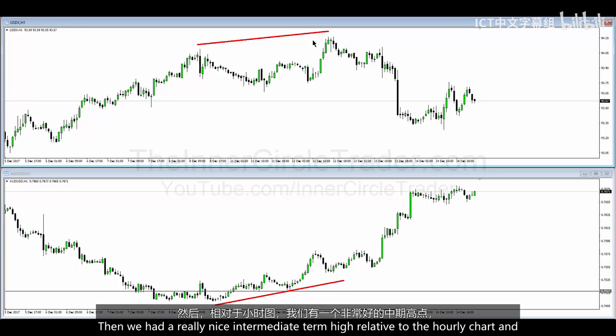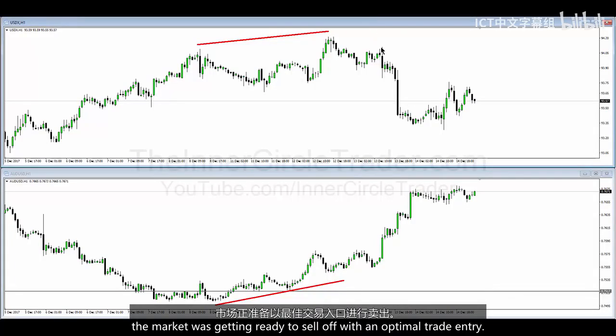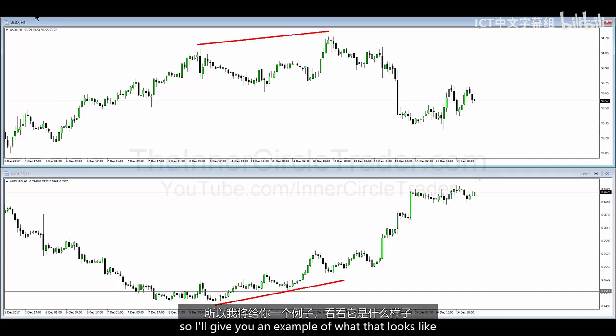Then we had a really nice intermediate term high relative to the hourly chart and failure to go lower again on Aussie. So now we can look for optimal trade entry longs, at the same time that the market was getting ready to sell off with an optimal trade entry sell here. So I'll give you an example of what that looks like.